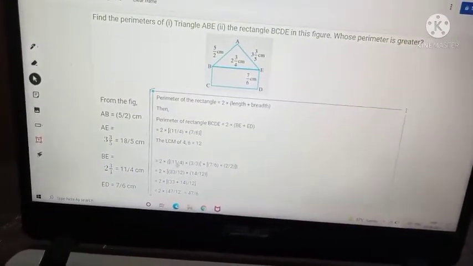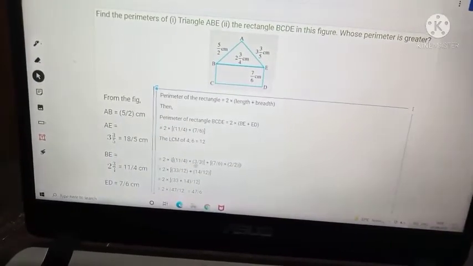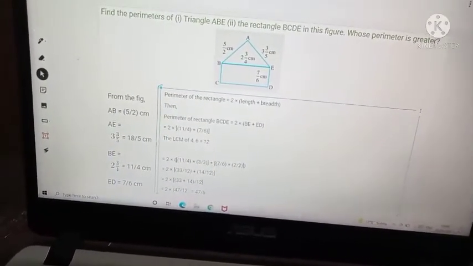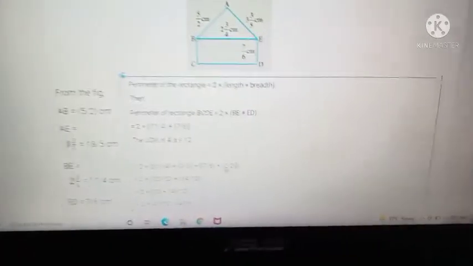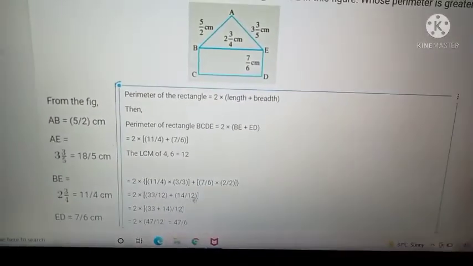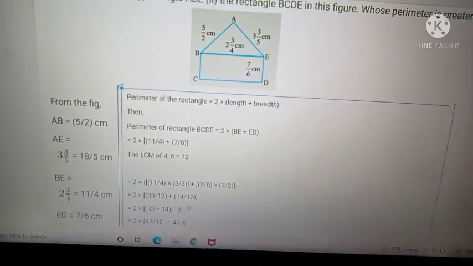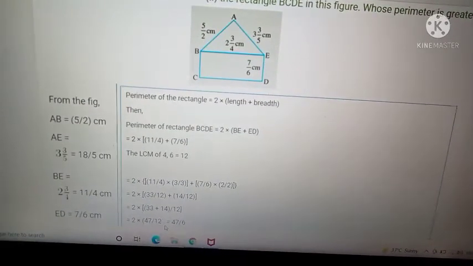So first, 11 by 4 into 3 by 3, that is 33 by 12, plus 7 by 6 into 2 by 2, that is 14 by 12. Now 33 by 12 plus 14 by 12 is 47 by 12.